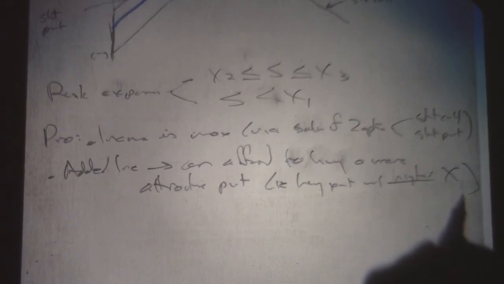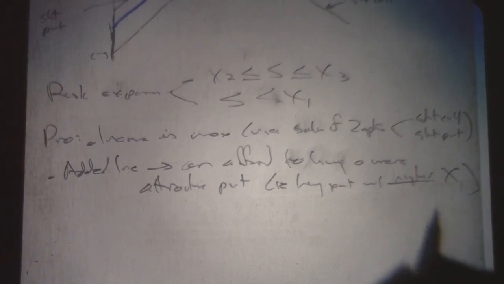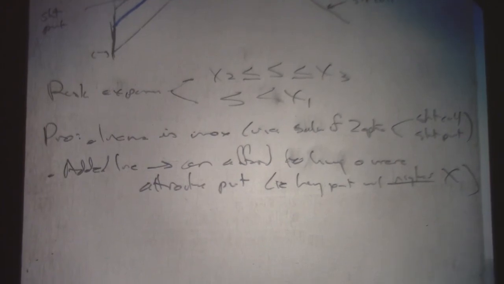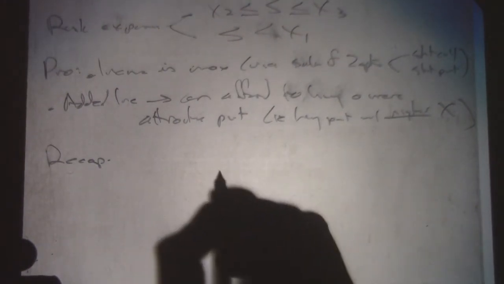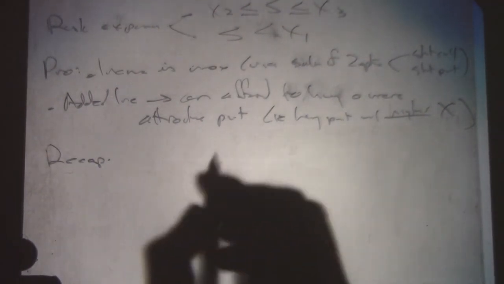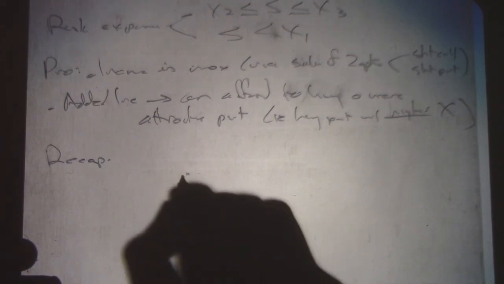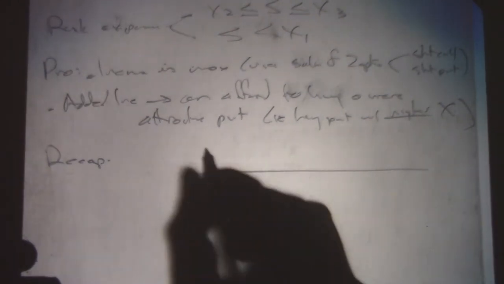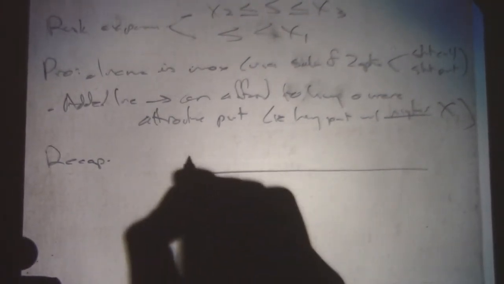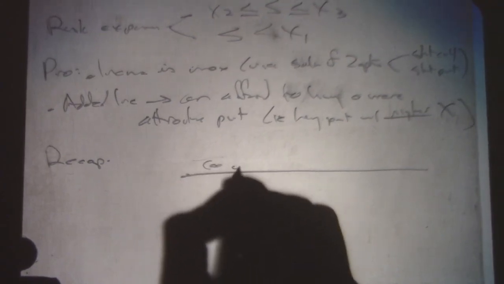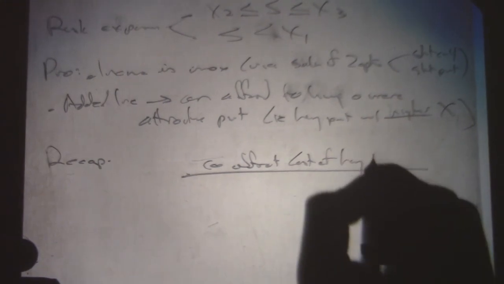Okay, and part 6, and this is the last one. Actually, just a quick recap, and then I'll go to part 6. To offset cost of long put.